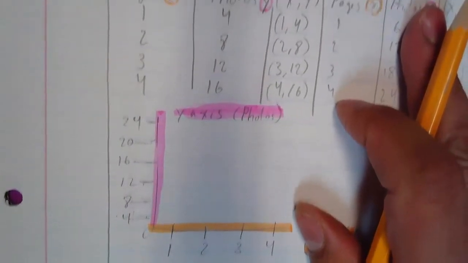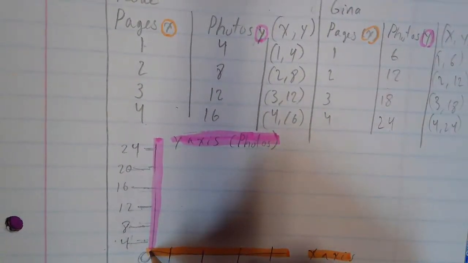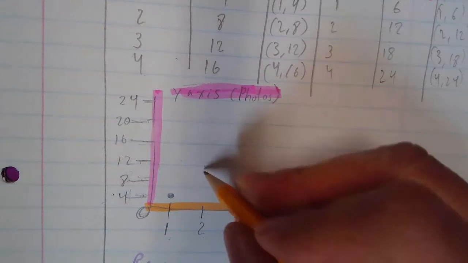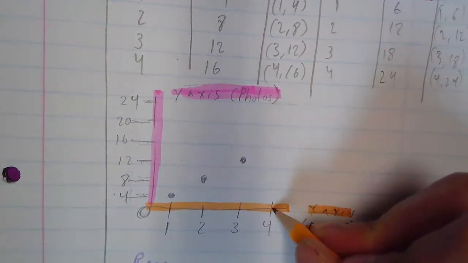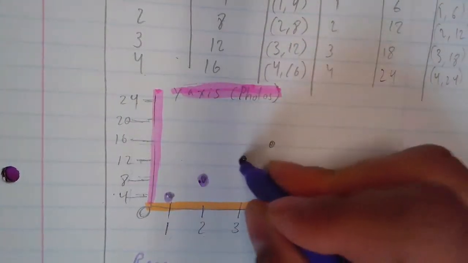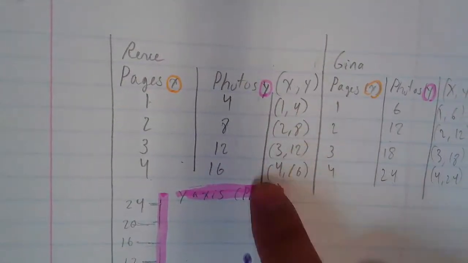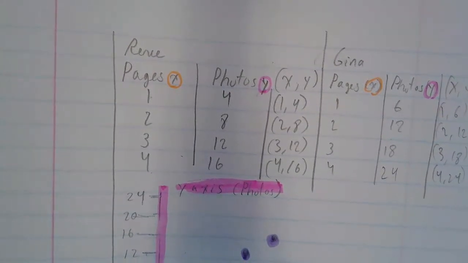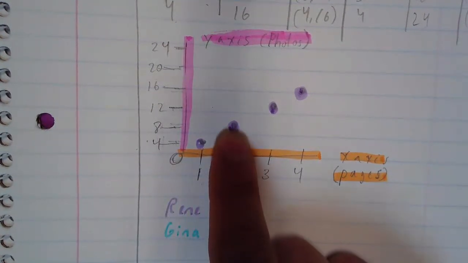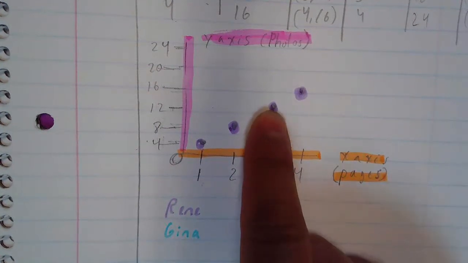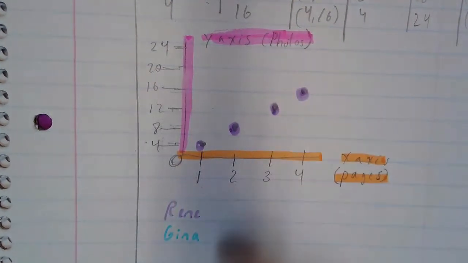For Renee, the first one is 1, 4. Start at the origin. Go 1, 4. Then 2, 8. 3, 12. 4, 16. Okay, now I'm just going to highlight. So that's Renee: 1, 4, 2, 8, 3, 12, 4, 16. Again, start at the origin: 1, 4, 2, 8, 3, 12, 4, 16. All right, Renee is done.